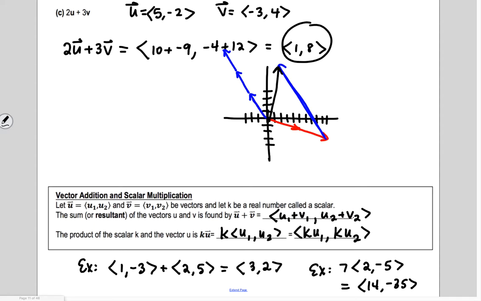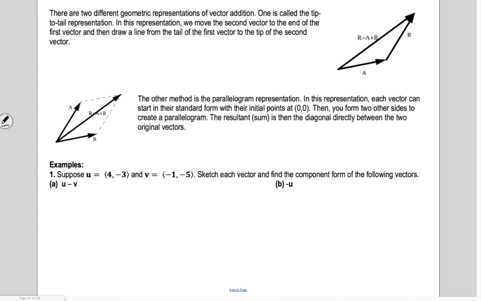All right, so there's 2 ways geometrically that you can draw this. So the way that I do is kind of with that little triangle, which is part of a parallelogram. Okay, so it says there's two different representations of this vector addition. So one is the tip to tail. So you start with the tip of the last one and you connect it to the tail of the next one, right? So in this representation, we move the second vector to the end of the first vector and draw a line. So that's what I was doing.